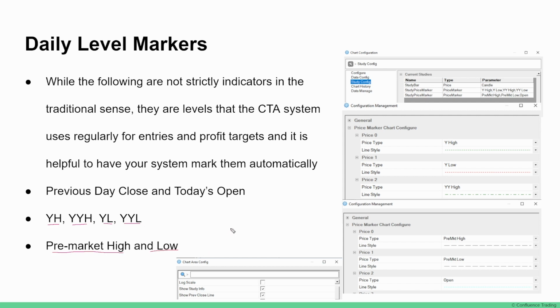These are levels that I'll go into more during my strategy lessons, but they're all important levels that you should be paying attention to, whether they're to trade off of or to take profit at. So adding these to your chart, again, just takes away a little bit of extra hassle that you have to deal with each and every morning, marking those levels individually.